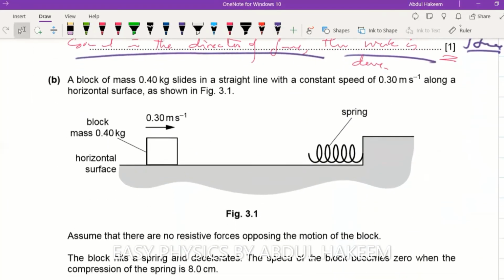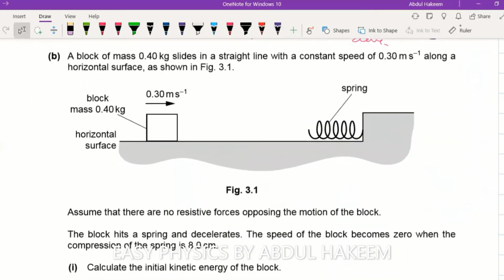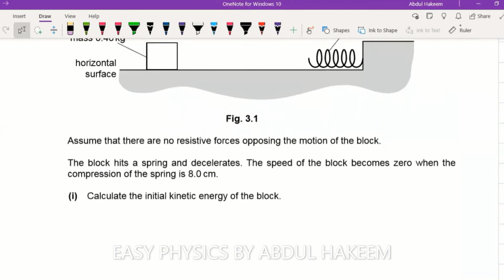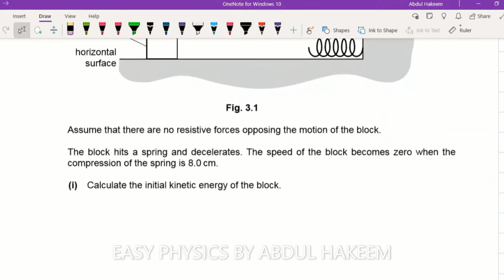Next, a block of mass 0.4 kg slides in a straight line with a constant speed of 3 meters per second along a horizontal surface, assuming that there is no resistive force opposing the motion. The block hits the spring and decelerates. The speed of the block becomes 0 when the compression of the spring is 8 centimeters.